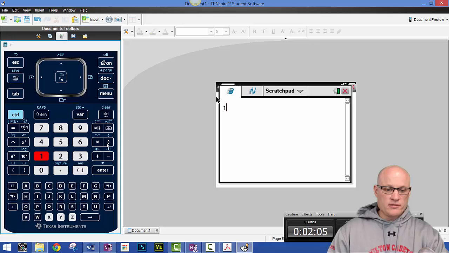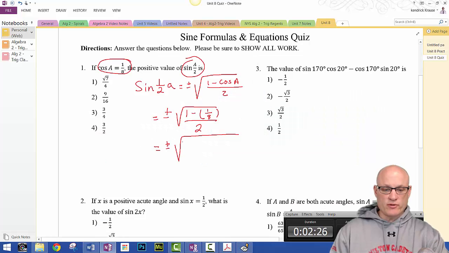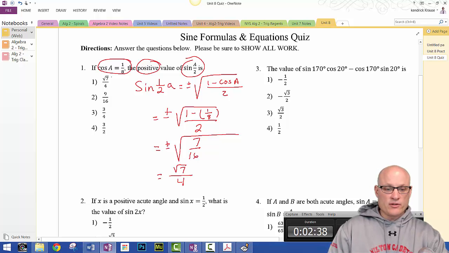What you probably should be doing is control division, 1 minus parentheses, 1 divided by 8, all over 2, and realize, oh yeah, that's 7/16. So I just come over here and I go, okay, this is 7/16, and the plus or minus, it wants the positive, so we're just going to use the positive. The square root of 7 is the square root of 7, the square root of 16 is 4, choice A.